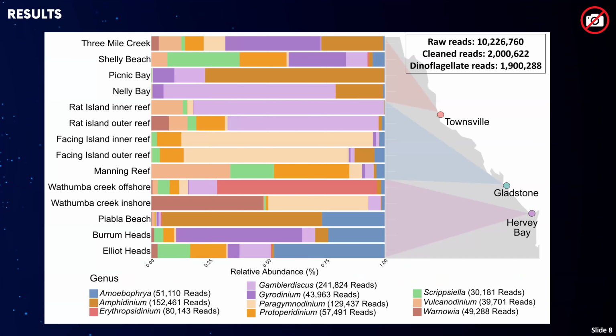So, just some initial raw read data here. We got 10 million raw reads, and after cleaning, we got 1.9 million dinoflagellate reads. I wanted to highlight Gambierdiscus, which causes ciguatera. It was actually the genus with the highest read counts that we got back. Predominantly, as you can see on this, it's in Rat Island, which doesn't sound like the nicest holiday destination, but that's where the majority of the reads were, and in Nelly Bay and Townsville as well.